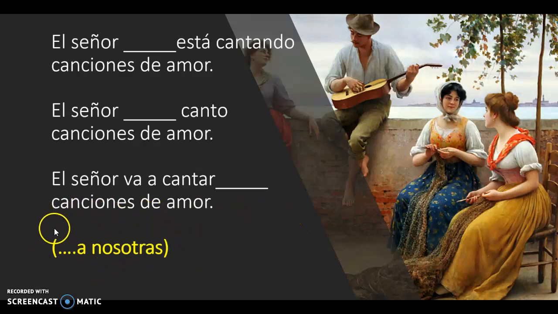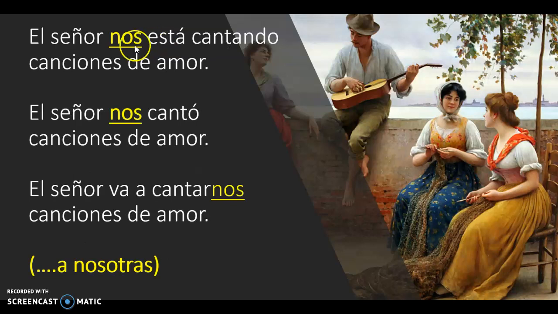So el Señor sings to us. What indirect object pronoun means to us? Nos está cantando. He is singing. Nos cantó. He did sing. And he's going to sing. Va a cantarnos.